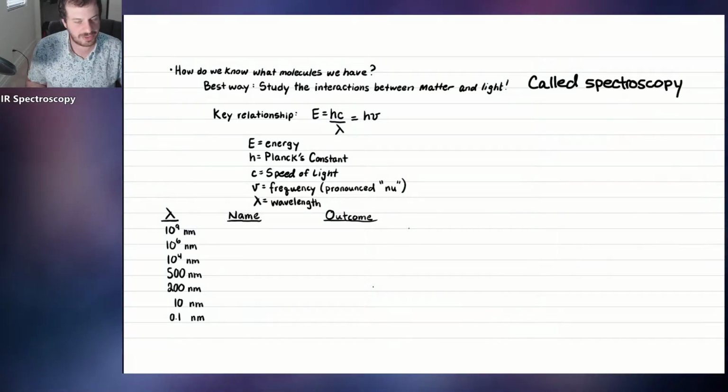And so the key relationship is the energy of a photon formula, which says that energy is equal to Planck's constant times the speed of light divided by wavelength. You could also say that energy is equal to Planck's constant times the frequency of light. Because Planck's constant and the speed of light are both constants, energy is inversely related to wavelength. That means that the smaller the wavelength of light, the higher energy the photon is of that light.